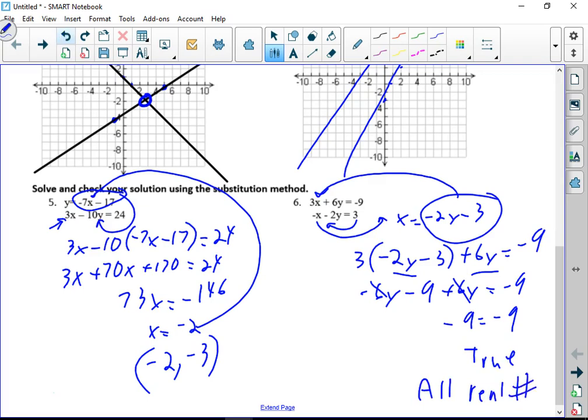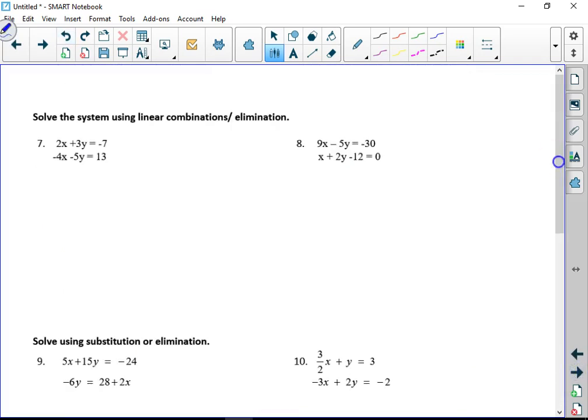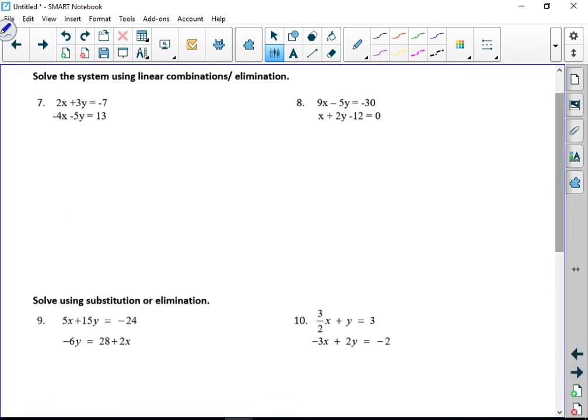Anything will work. Everything will work. In other words, these two lines are the same line. Okay, they're the exact same line. All right, combination and elimination. Most people just call it elimination, but it's really combination because the goal is when you add them together, you end up eliminating one. So that's the full name of it.